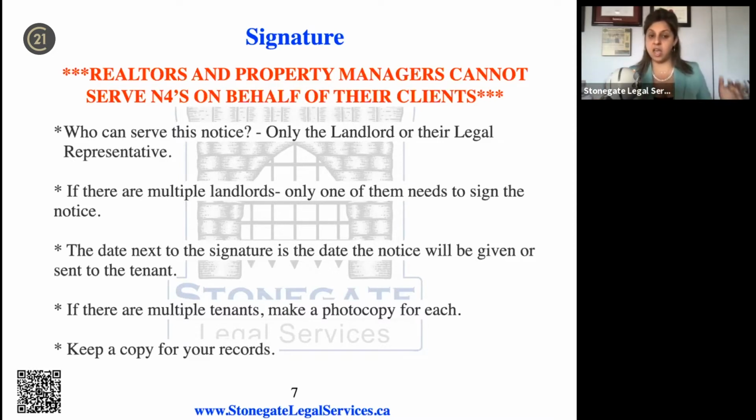That's it. If there are multiple landlords, only one of them needs to sign the notice. And the date next to the signature is the date that the notice will be given or sent out to the tenant. If there are multiple tenants, all tenants must be served. So you must photocopy the notice and serve all tenants. And of course, a copy must be kept for the landlord's records.